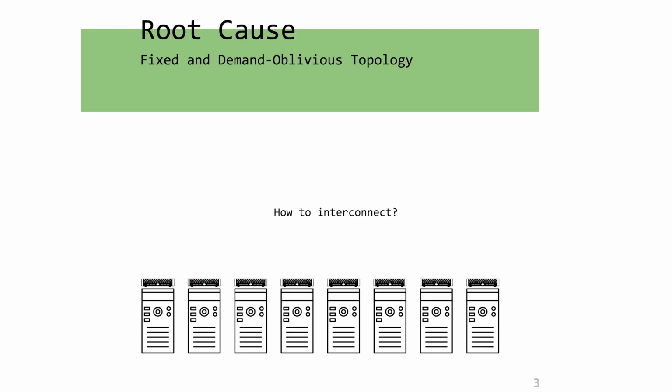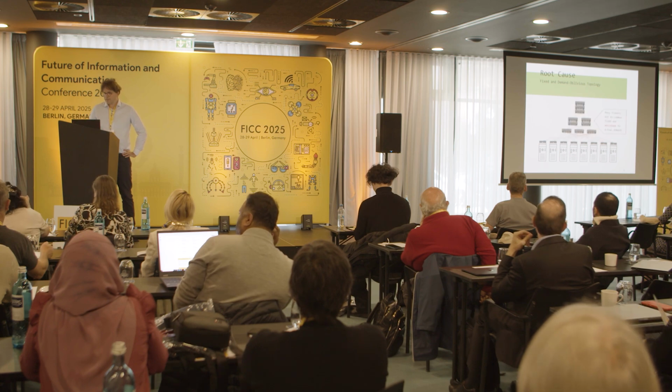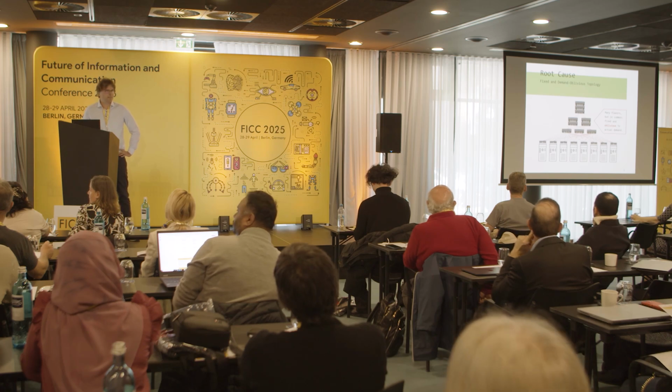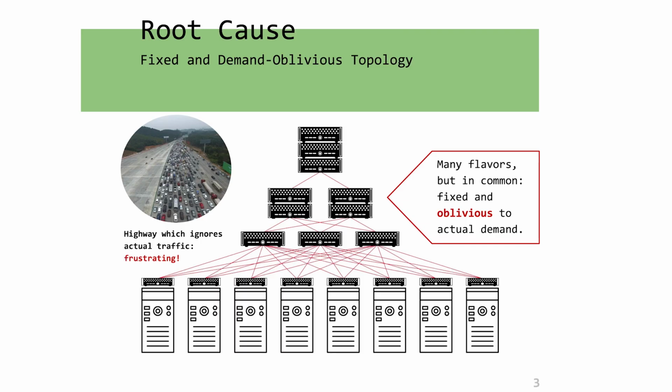One cause is the way we interconnect racks or servers or GPUs in a data center. Typically a data center today is similar to a tree structure. It's like a Clos topology, or there are different flavors, but all of these networks are fixed and oblivious to the actual demand. They don't change. They have been built once, and they are there. That's a little bit like building a highway that ignores the actual traffic, right? It can be very frustrating. You're in the traffic jam on the right, but there is a lot of capacity on the left.